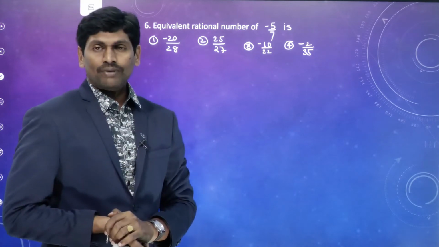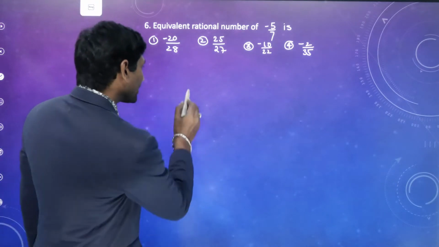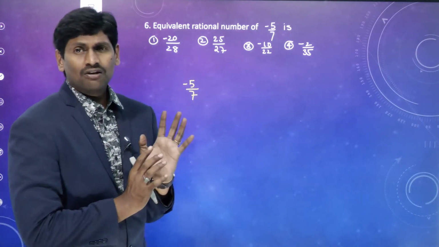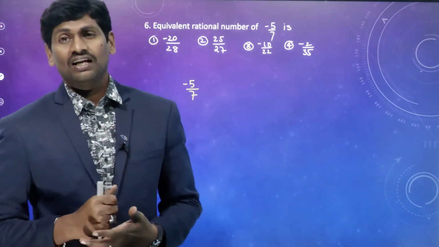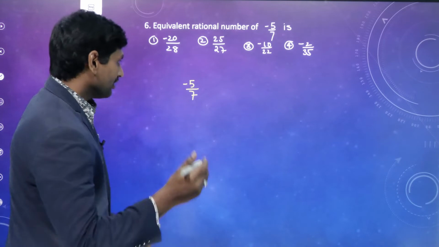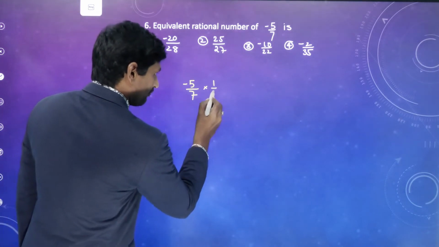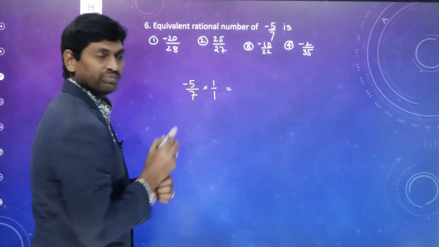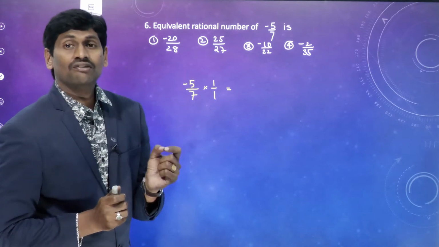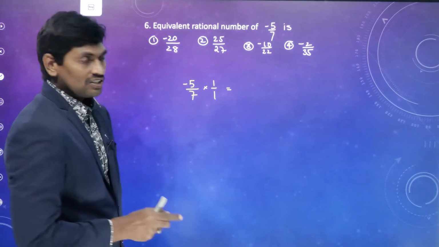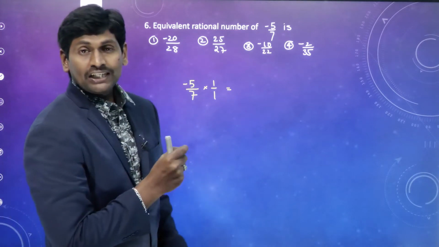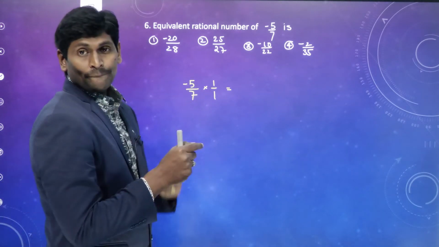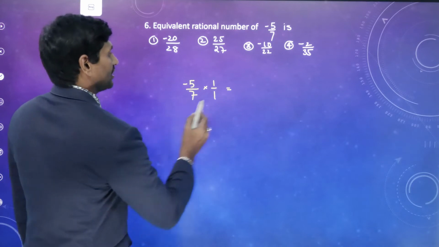Equivalent rational number of minus 5 by 7. What does equivalent rational number mean? Equivalent fractions. If you take any rational number, there will be many equivalent fractions. Let me tell you one thing: if both the numerator and denominator are multiplied with the same number, it gives an equivalent fraction. If I multiply with 1, it will give its first equivalent fraction, that means itself.